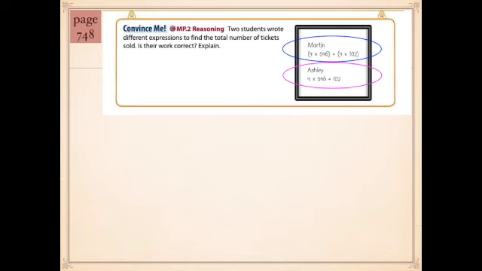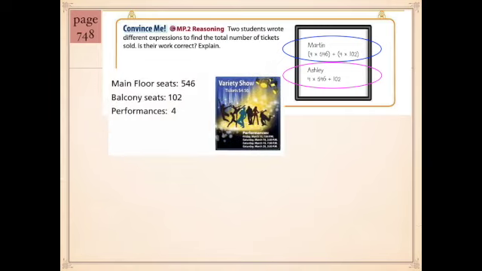Okay, so let's review the given in the problem. We have the main floor seats, which is 546 seats, the balcony seats, that is 102 seats, and the number of performances was 4. So the task is to write the numerical expression that will determine the number of tickets sold. So the solution was 546 plus 102 times 4. 546 plus 102 was written inside the parentheses because we must first find the total number of seats in the main floor and in the balcony. And the total number of seats will be multiplied by the number of performances, which is 4.